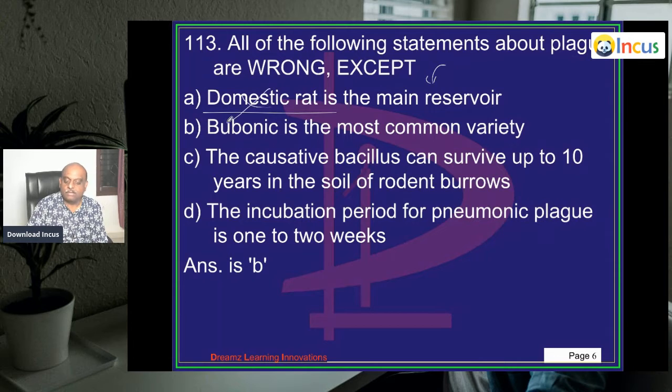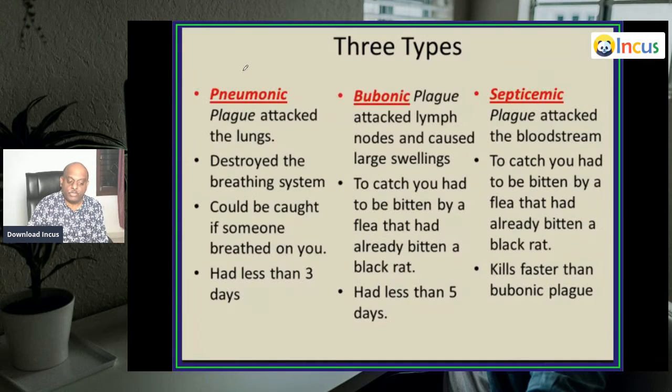Is wrong. Wrong except means what is true. Bubonic is the most common variety. That is true. So you have a pneumonic, bubonic, septicemic.